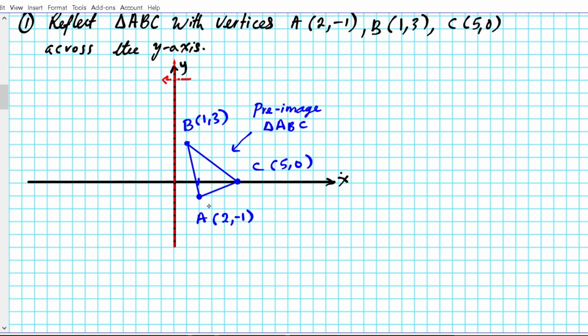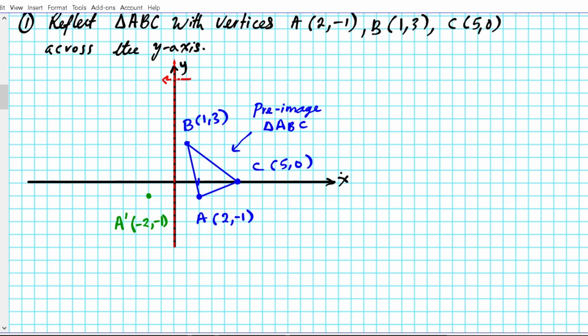If we map the pre-image A at 2, -1 across the y-axis, that will be 2 units to the left. 1, 2, bam. That will be the image of point A, A prime, and the coordinates will be -2, -1. All right, so that's what a reflection across the y-axis looks like.